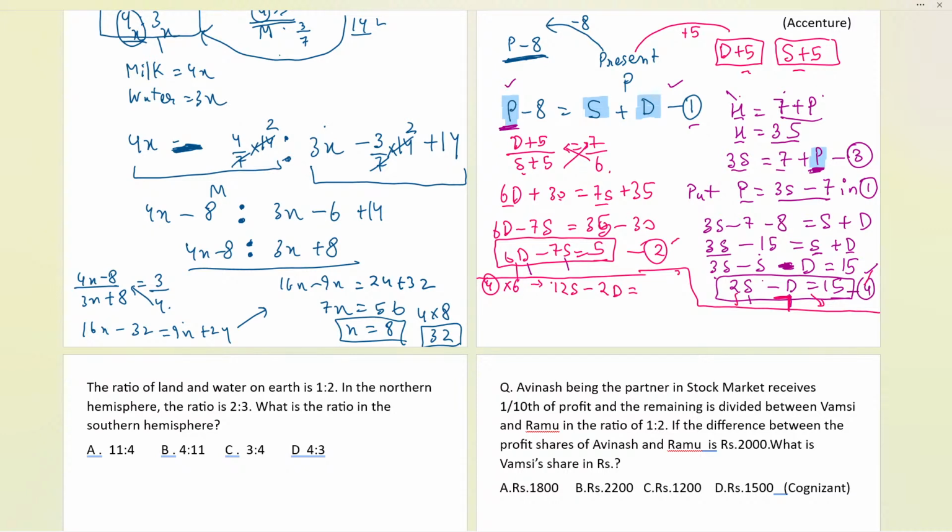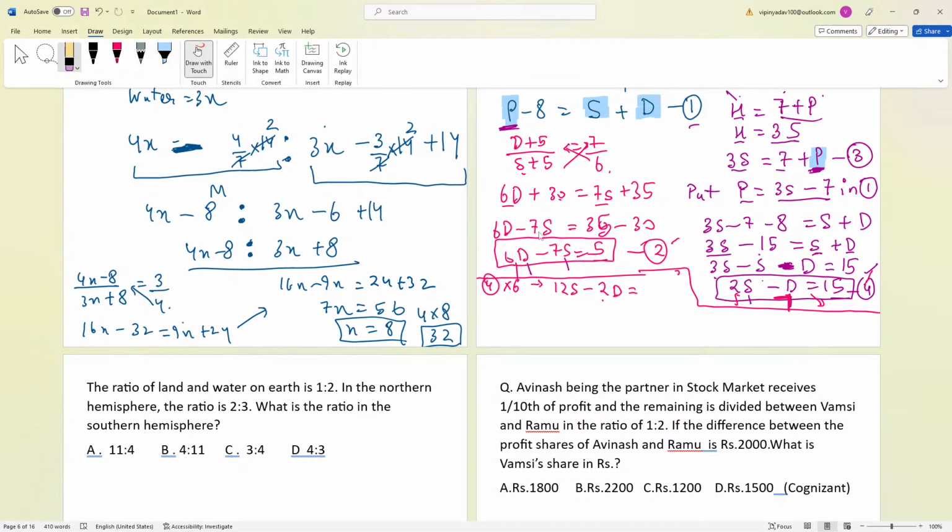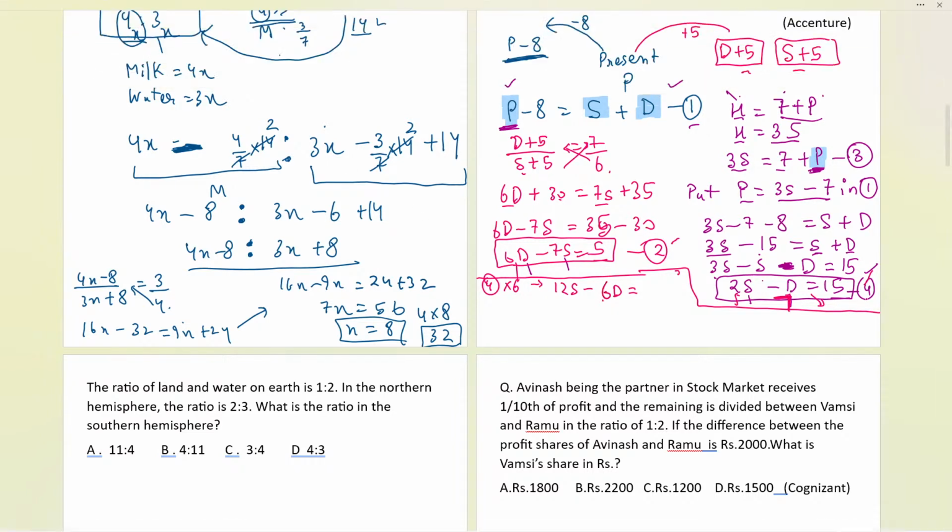Sorry, we are taking 6 here. So 6 times 2 is 12S. 6 times D is 6D here. By mistake I had written it wrong, that is 6D. And then at last, 6 into 15 will be 90. Now this equation you can also write below. So it will be 6D plus 6D, and this minus 7S, equals to 5.